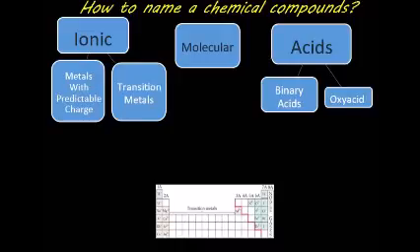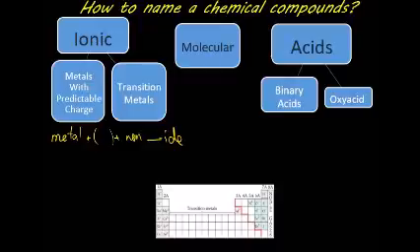So let's see how to name ionic compounds. So as we said earlier, ionic compounds can consist of a metal with a predictable charge or a metal from the transition metals, which its charge cannot be predicted. So to do that, we need to list the name of the metal plus the charge plus the name of the non-metal and ending by IDE.